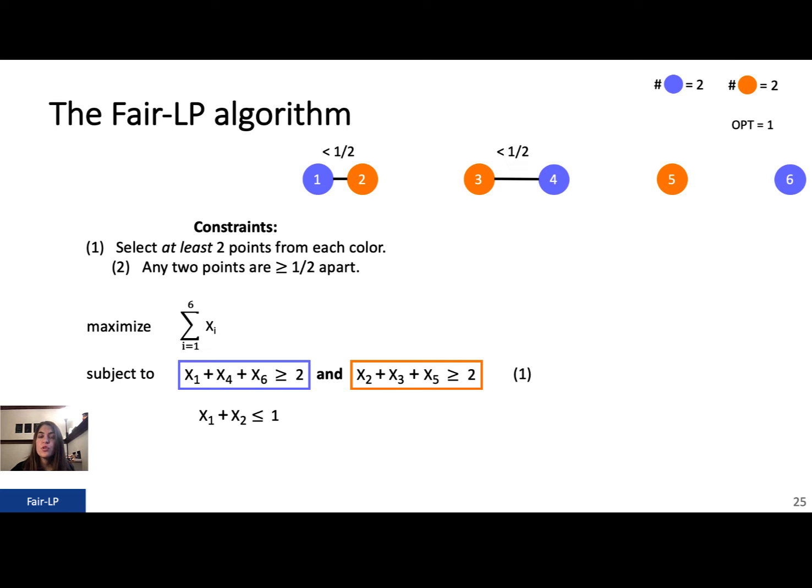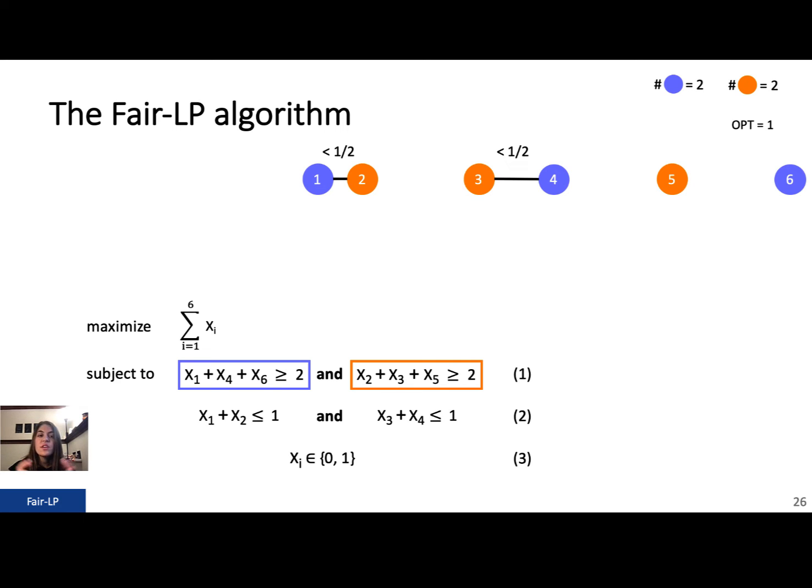We can now formulate constraint 2. Note that we are allowed to pick at most one of the points 1 and 2, and this is why the sum of the corresponding variables is less or equal to 1. The same goes for points 3 and 4 here. This is how the integer linear program looks like.